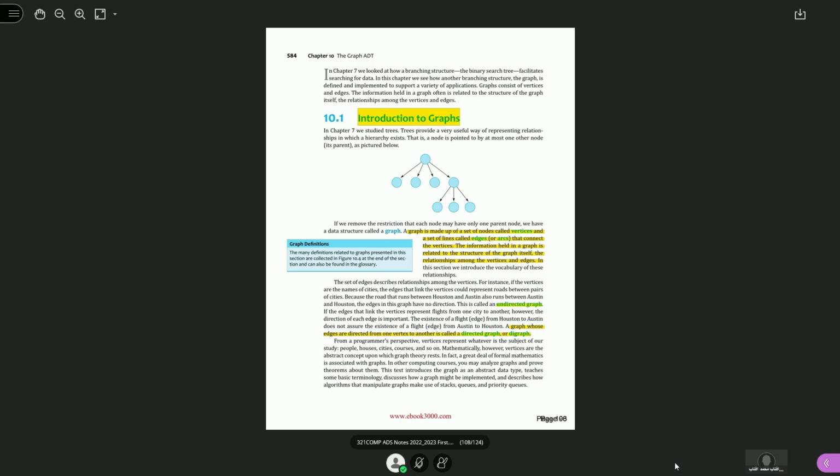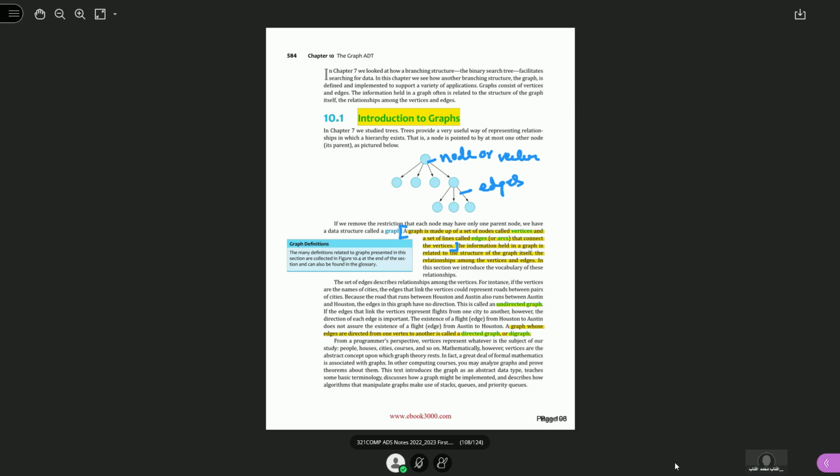So what is in the graph? First, the definition of the graph. As you can see down here, the definition of graph. So let me write it down. Also, the definition of graph. Okay, a graph is made of a set of nodes called vertices and a set of lines called edges that connect the vertices. So up to here is enough. If the graph definition comes, this is called node or vertices, and this is called edges. Okay.